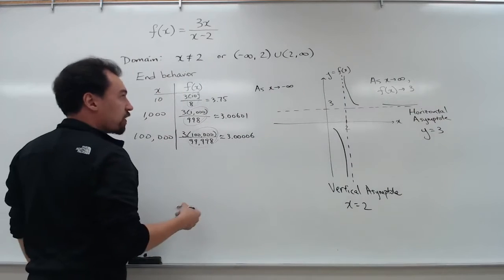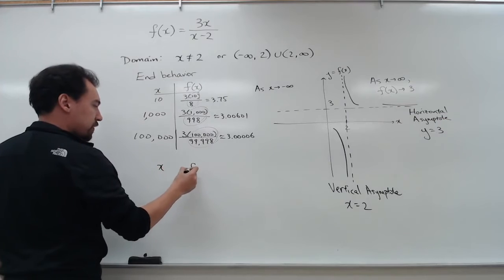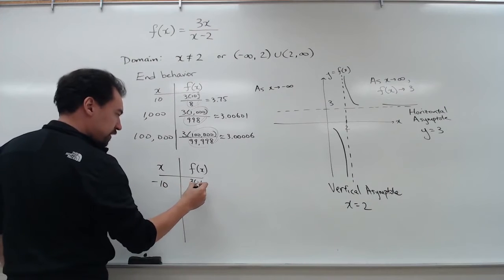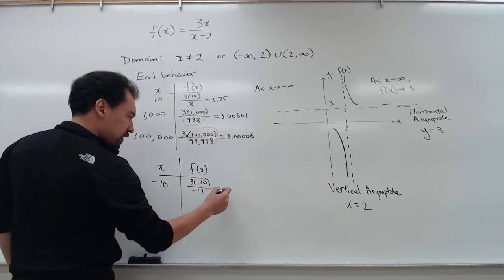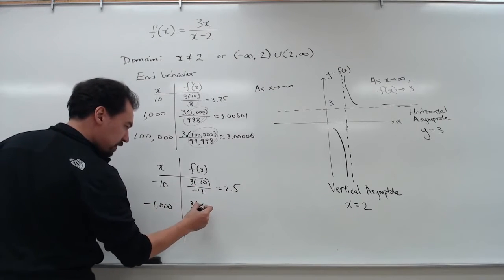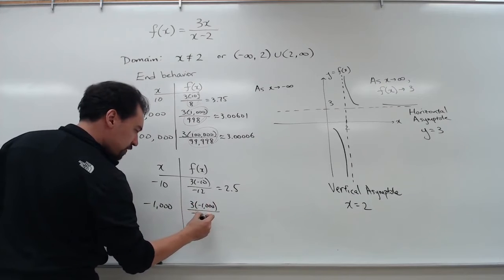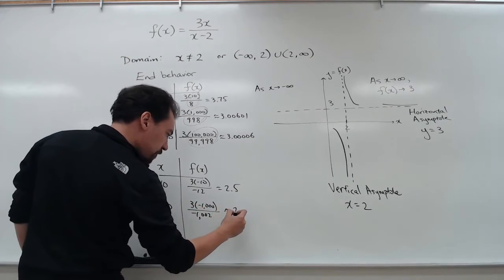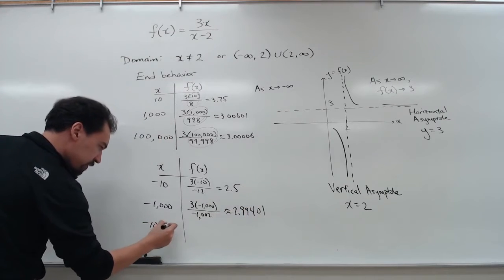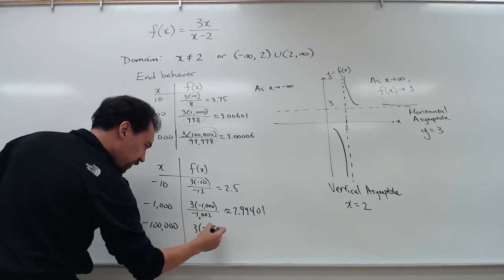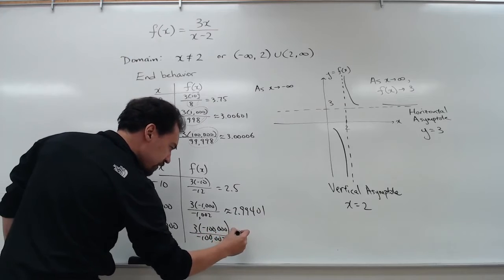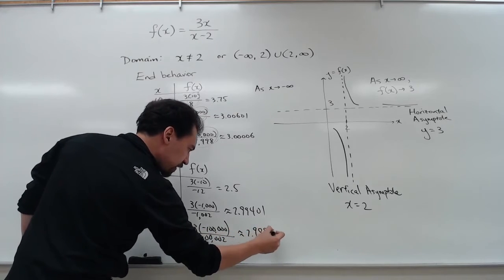Now let's consider the other end behavior when x goes to very negative numbers. So we'll say, what about negative 10? So 3 times negative 10 divided by negative 10 minus 2, this is going to be 2.5. And what if I go negative 1,000? That's going to be 3 times negative 1,000 over negative 1,002. And this is going to be about 2.99401. Then negative 100,000. Here we have 3 times negative 100,000 all over negative 100,002. And that is going to come out to be something like this.